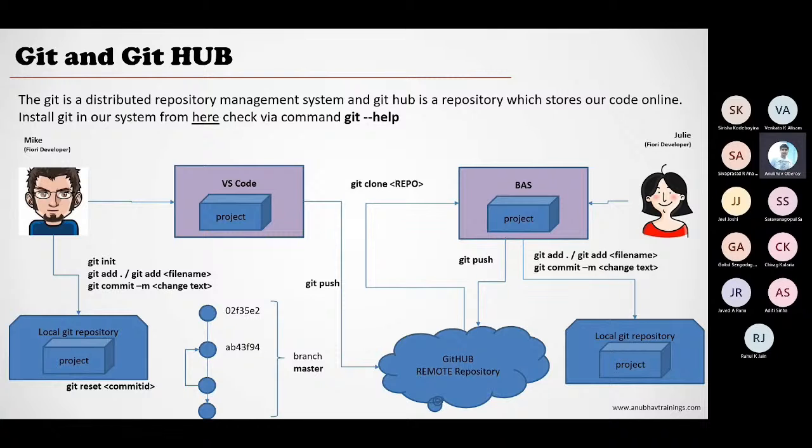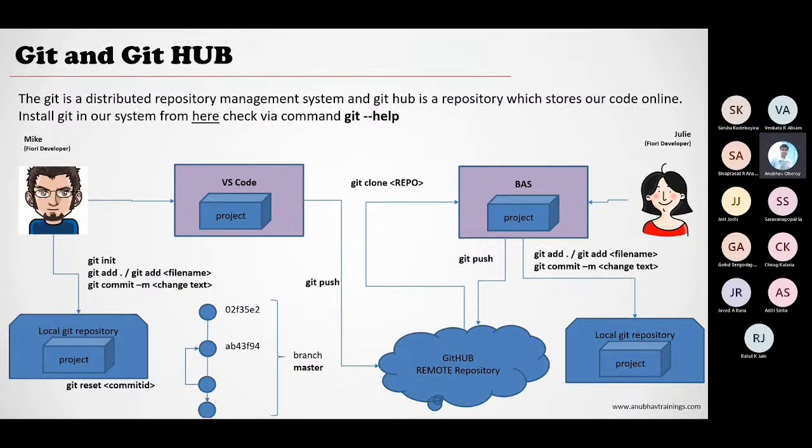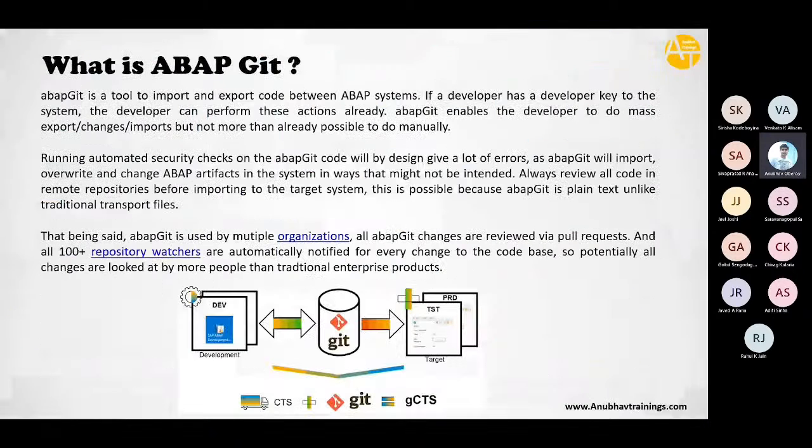Yes. SAP introduced Git for both ABAP on-premise as well as cloud systems. So you can put your code inside Git and GitHub. Using Git, you can do complete source code management of your code in a very similar manner to the way it happens for the Fiori project. ABAP provides something called ABAP Git. It is a tool to import and export code between ABAP systems.